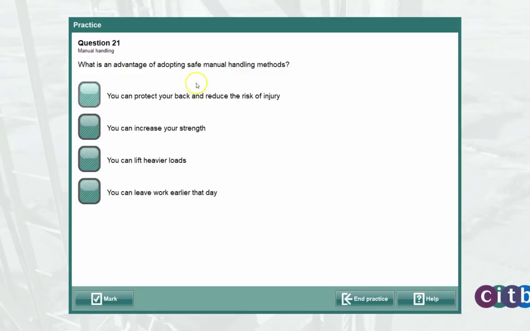What is an advantage of adopting safe manual handling methods? You can protect your back and reduce the risk of injury. You can increase your strength. You can lift heavier loads. You can leave work earlier that day.